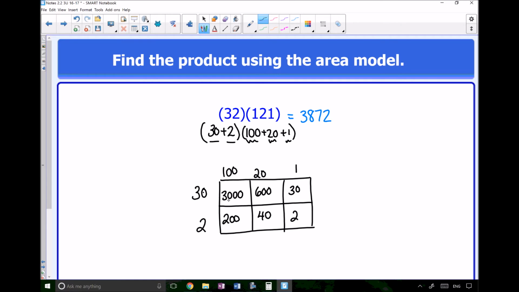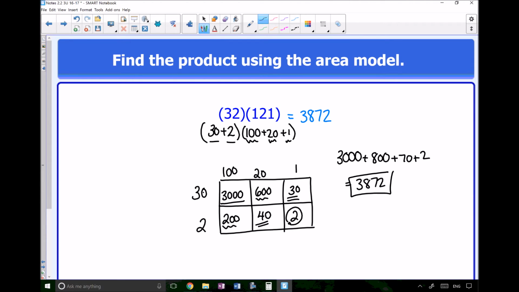Okay? Then I'm going to put my quote-unquote like terms together. So I'm going to put my thousands together, my hundreds, my tens, and my ones. So right here, this 3,000 is like nothing else, so I'm going to write 3,000. Here, this 600 is like 200, so I get 800. Here, this 30 is like 40, so I get 70. And then here, I end up getting 2. So when I put it all together, I get my answer of 3,872, just like we got on our calculator.